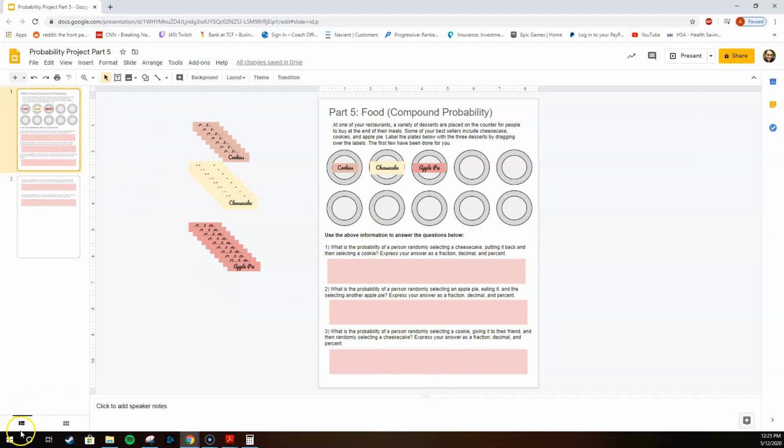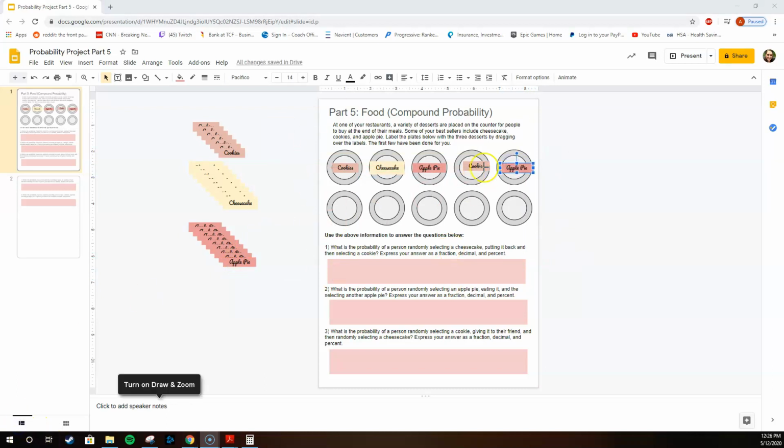Let's practice a compound probability. So I'm going to fill in some of these so that I have a couple more, and we're just going to go off the top row. So what we are going to do is we are going to choose what is the probability of choosing an apple pie, then having a friend choose a piece of cheesecake. So right now there's 5 plates on my counter.